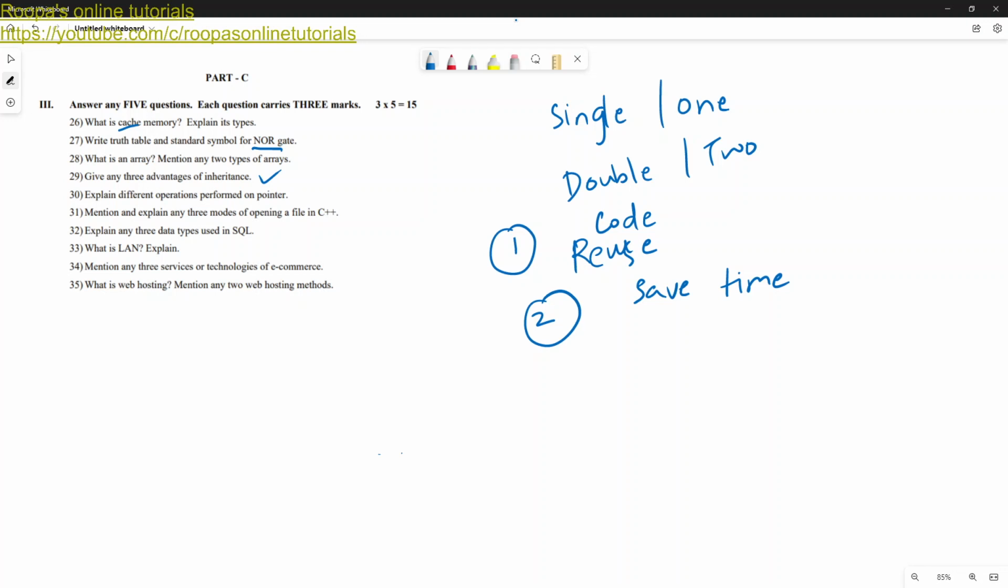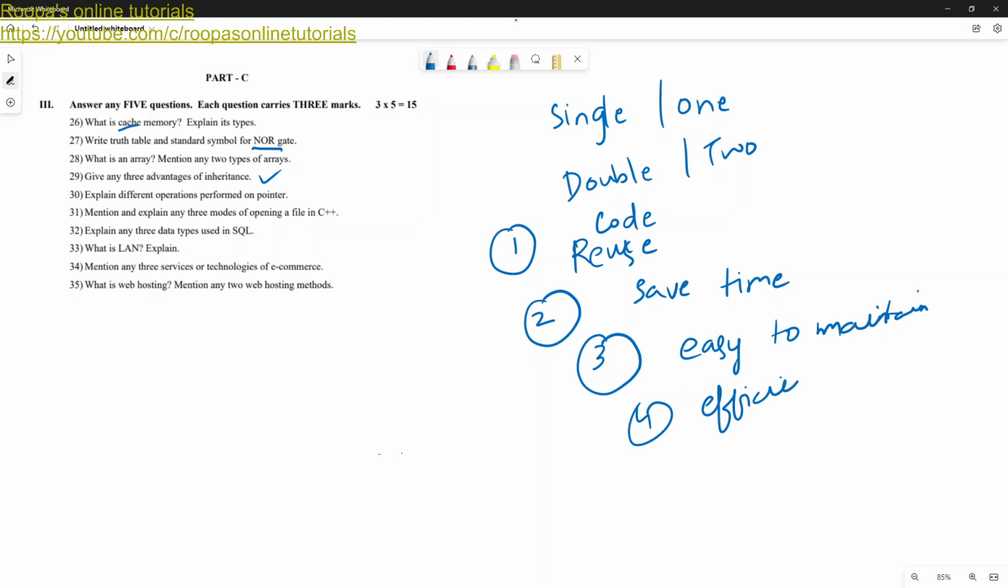And what is the second point? It saves time because the main code need not be written again and again. The third point is it is easy to maintain code. And you can also say efficient memory utilization, because the same data need not be written again and again. So memory is also utilized properly.